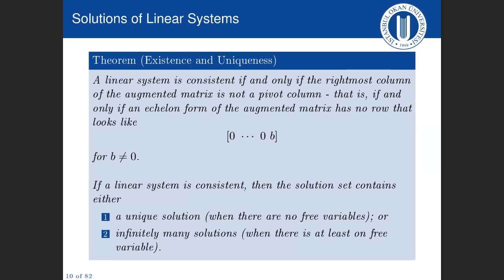If a linear system is consistent, so if there's at least one solution, that means either there's one solution or infinitely many solutions. The solution set contains either a unique solution, which happens when there's no free variables, or it contains infinitely many solutions. And case 2, infinitely many solutions, occurs when there's at least one free variable. There's a typo here, this word should be 1.